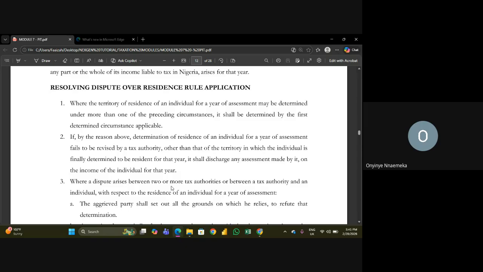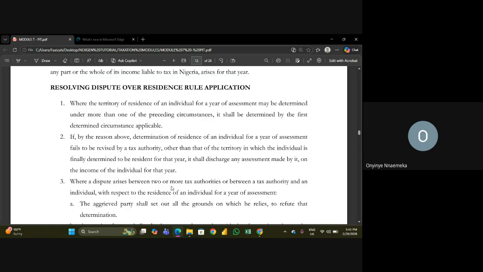Now the question arises: what if one person falls under more than one of these categories? What if one person earns employment income and is also an executor? What if one person is a partner and also, let's say, gets pension? There are different rules for this set of people. So what you do is to apply the first applicable rule. Which one is the first applicable rule? That's what you should follow.